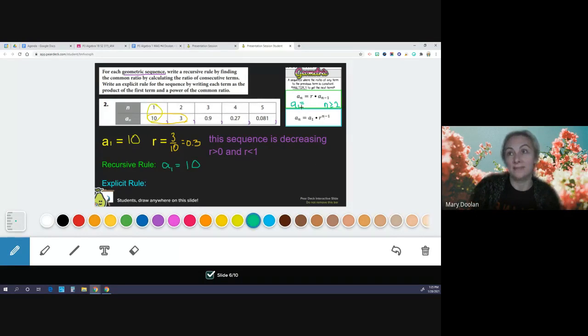And then we're going to use this formula. So a sub n is equal to, and we're going to multiply the common ratio with a sub n minus 1. What is the common ratio? What is the common ratio of our sequence?